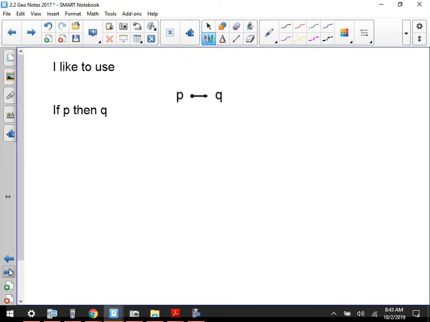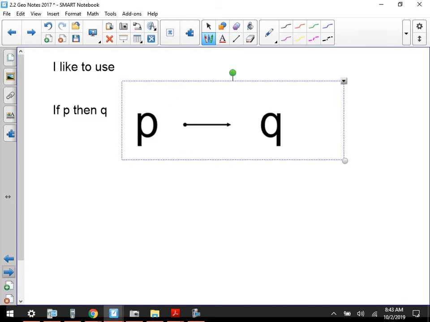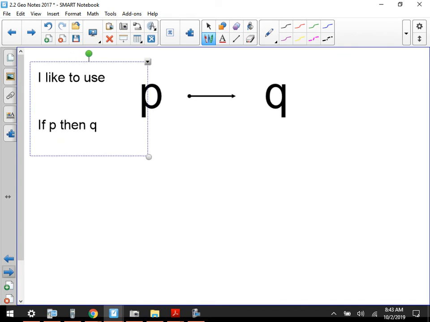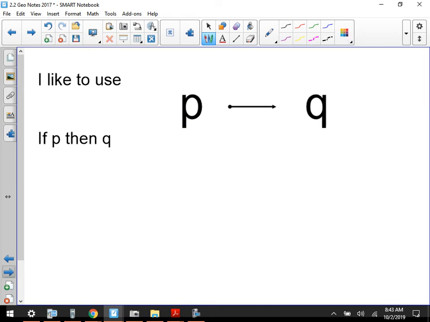So what I like to use here, instead of just if-then, is what are called P's and Q's. And what this means is P implies Q. Hypothesis, conclusion.